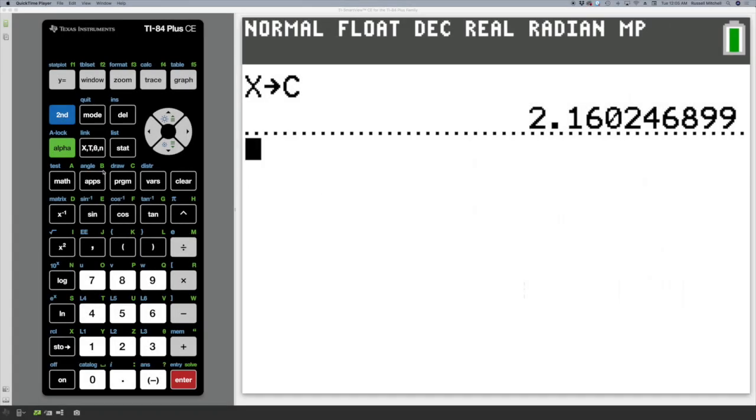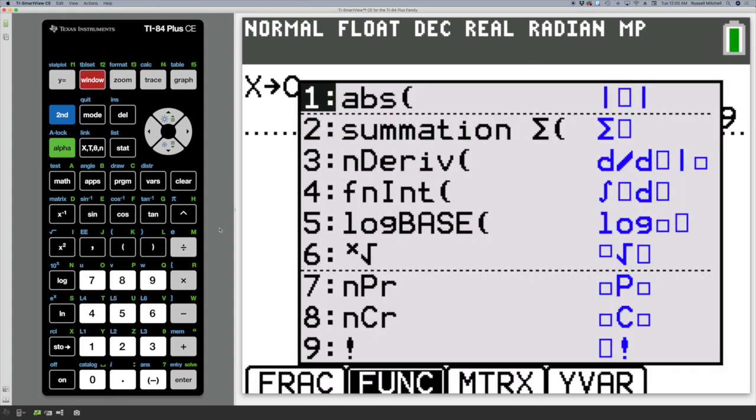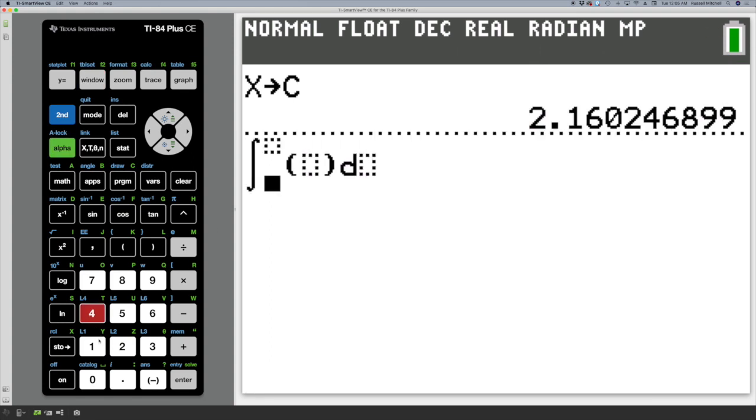So now we want to do the function integrate, right? So alpha, window, and select number 4. Because we want to start creating these rectangles on the y-axis, we want our lower limit to be 0. And then we want to stop it at that intersection of 1. And then it was g of x, and g of x is the top curve here.